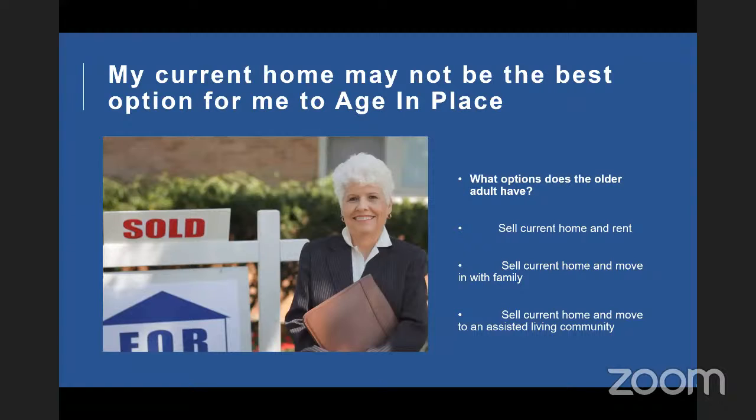Now, what about if a client says, my current home may not be the best option for me to age in place. What options does the older adult have? They could sell their current home and rent. They could sell their current home and move in with family. They could sell their current home and move to an assisted living community. Any one of these options might be the right one for that particular individual. But there might be one that we haven't thought of.